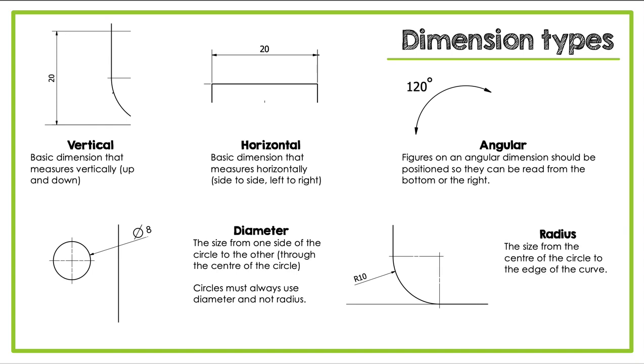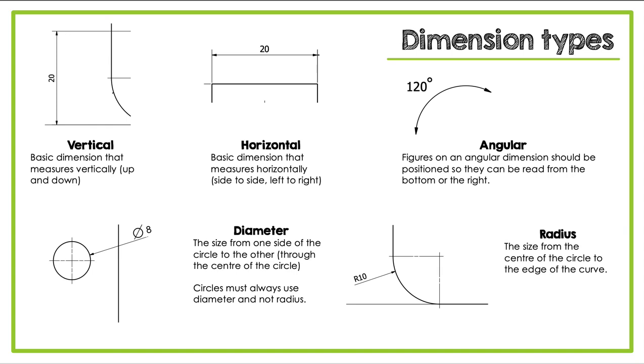The edges of a curve will always be radius, so R and then the number. And then you've got angular. Figures on this dimension should be positioned so that they can be read from the bottom or the right. So anything that's angular would have just the degree and then the arrowheads.